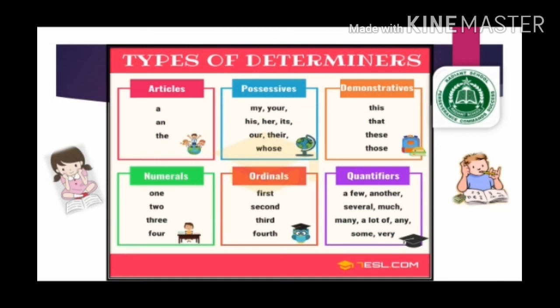Then another type of determiners is quantifiers. As the name suggests, they deal with the quantity of nouns. A few, another, several, much, many, a lot of, any, some, very. They are all quantifiers.